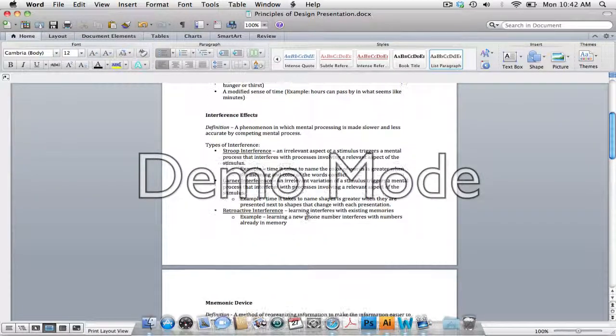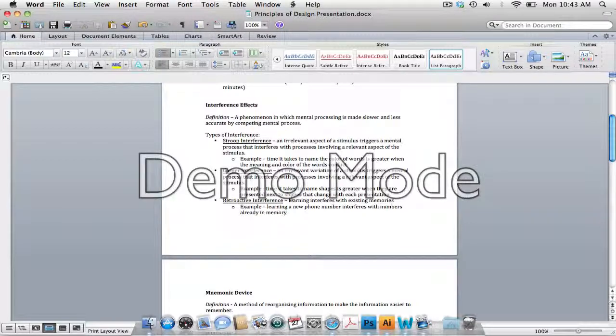For example, the word red that's colored blue, you perceive it as red before blue just because of the word. The second type of interference is Garner interference, in which an irrelevant variation of a stimulus triggers a mental process that interferes with processing involving a relevant aspect of the stimulus. An example is the time it takes to name shapes is greater when they are presented next to shapes that change with each presentation.